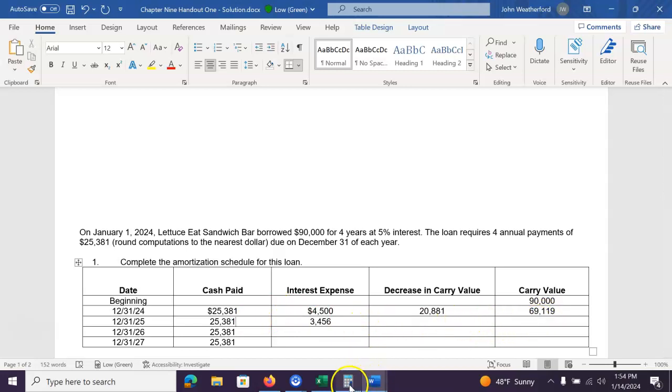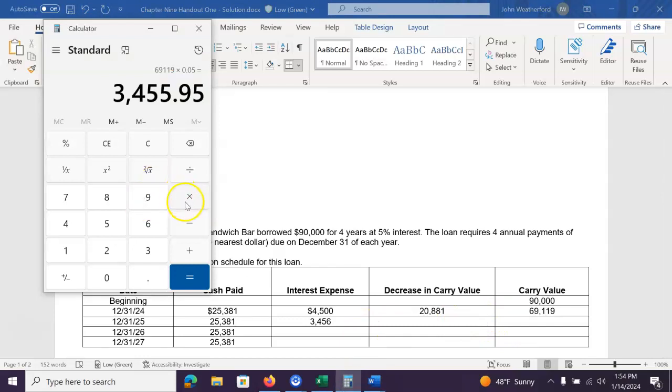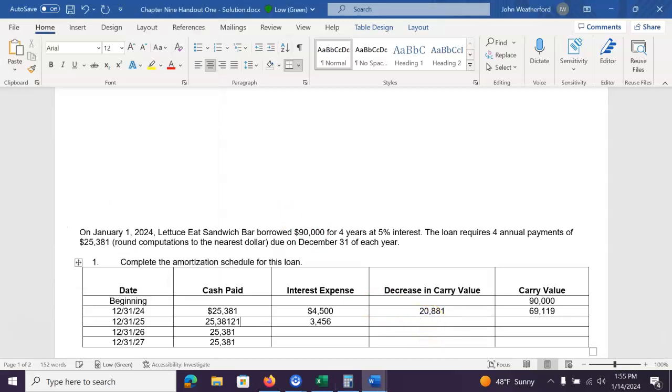So again, I'm just going to clear it out since we're rounding that one up. It's going to be 25,381 minus 3,456. So our decrease in the carrying value this time is 21,925.